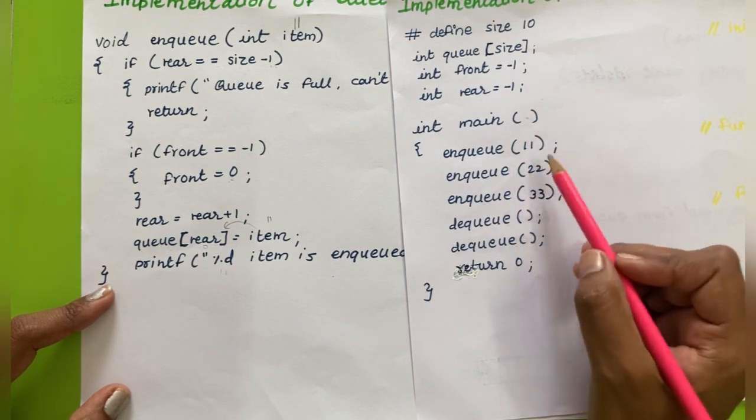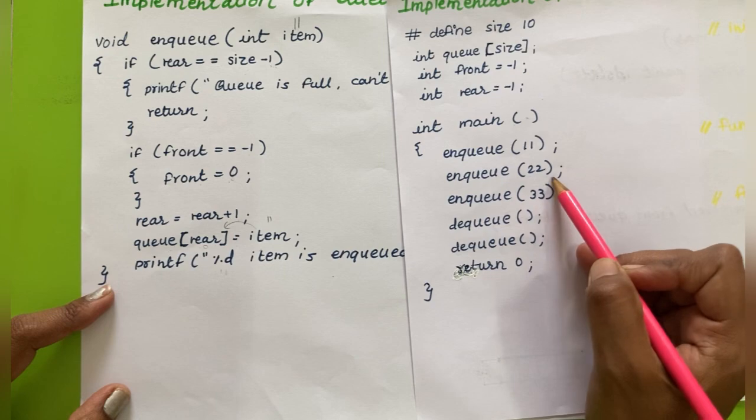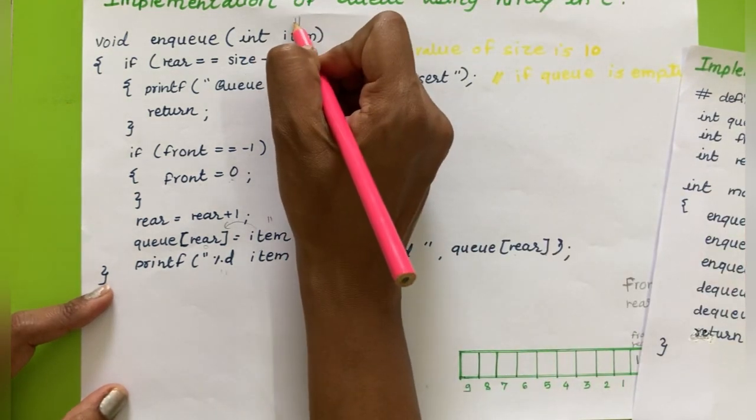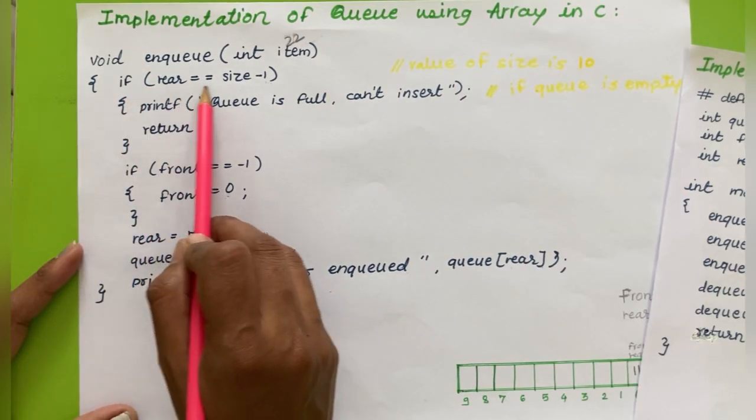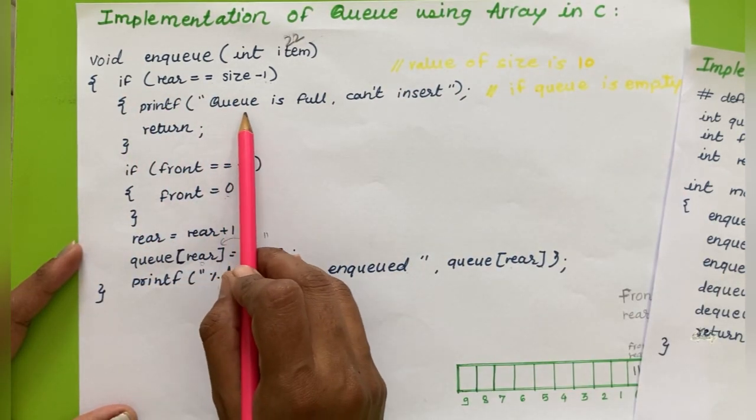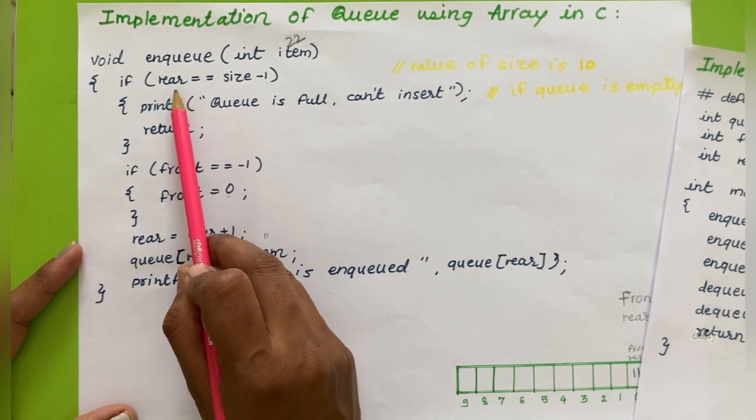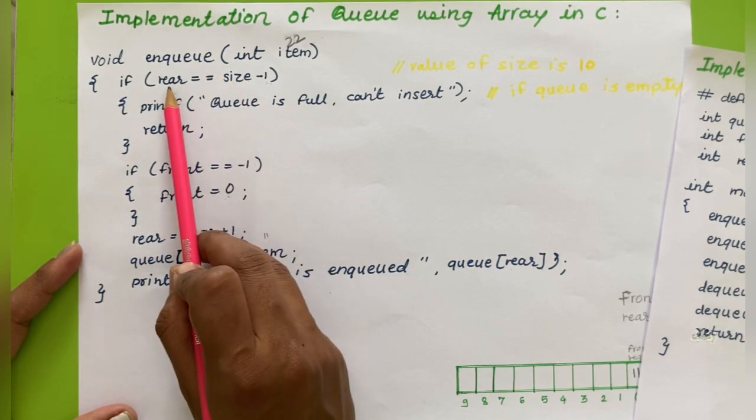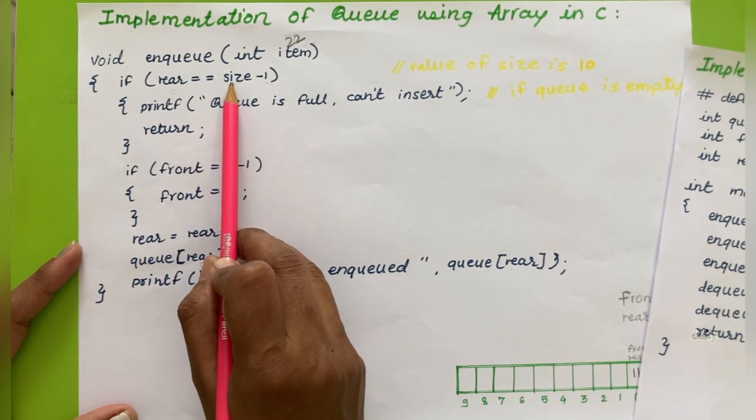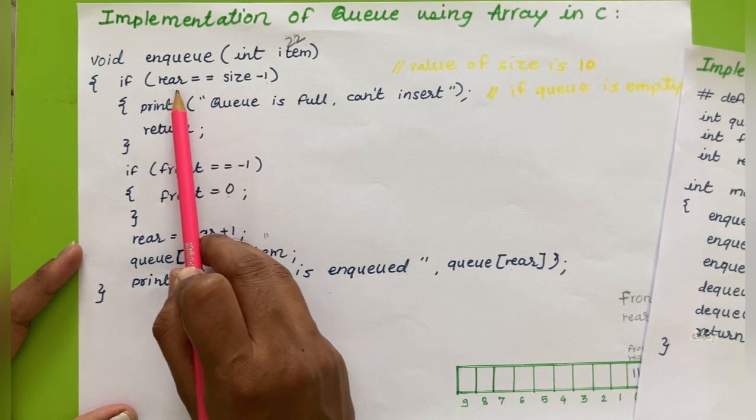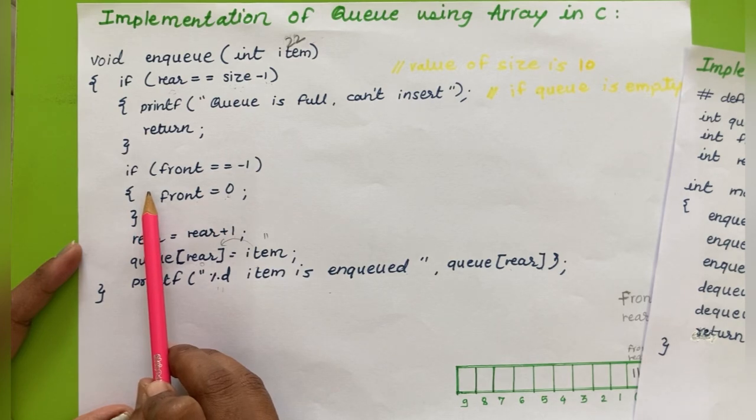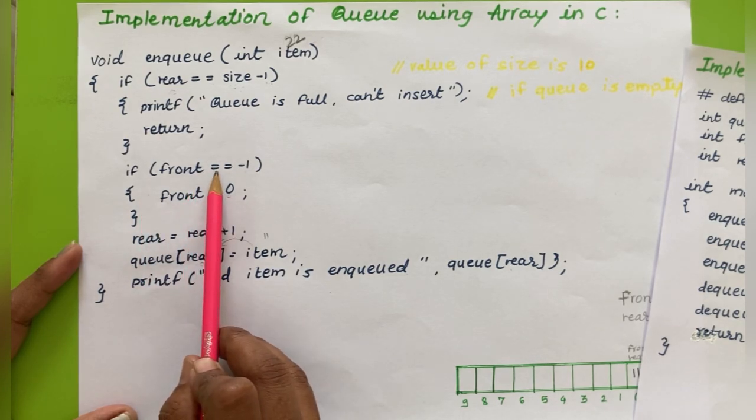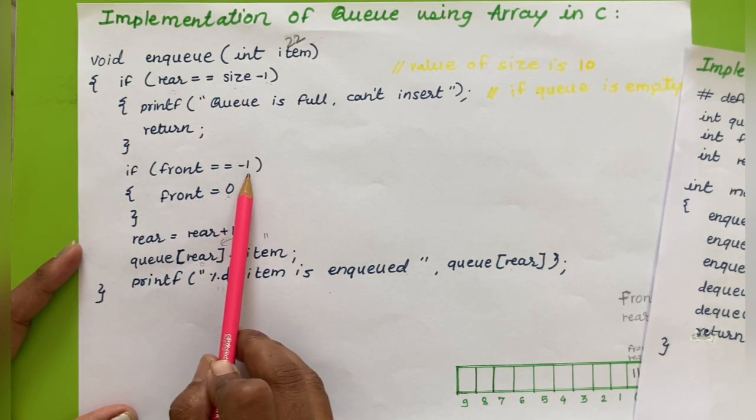Next we have the call for enqueue 22. So again the value of item will be 22. Again it will check the first condition, whether the queue is full or not. This condition will not be satisfied as we have rear 0 and size is equal to 10. So 0 is not equal to size, so it will go to the next condition. Now, front is equal to -1.